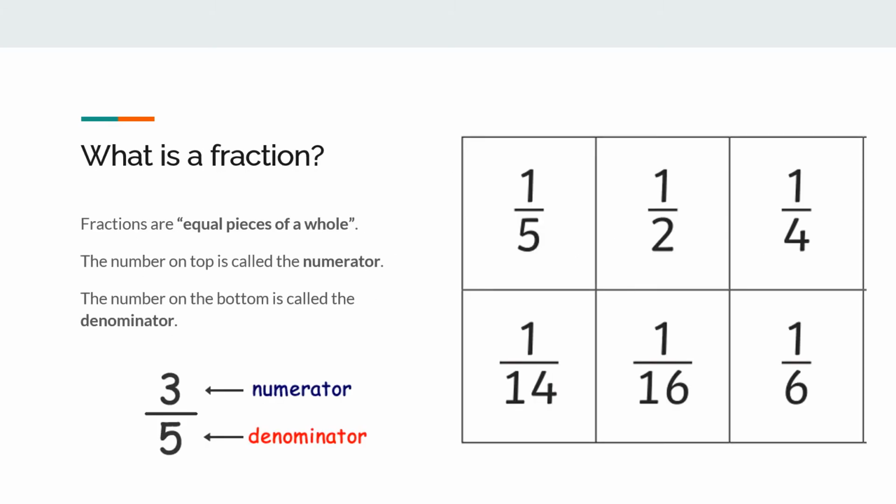Some examples of fractions are shown on the right side of this page. Fractions are described as equal parts of a whole. This means that fractions are just parts of a bigger number. The number on the bottom of the fraction, or the denominator, shows how many equal pieces the whole number is divided into. The number on top of the fraction is called the numerator, and it shows how many of the pieces of the whole we have currently.